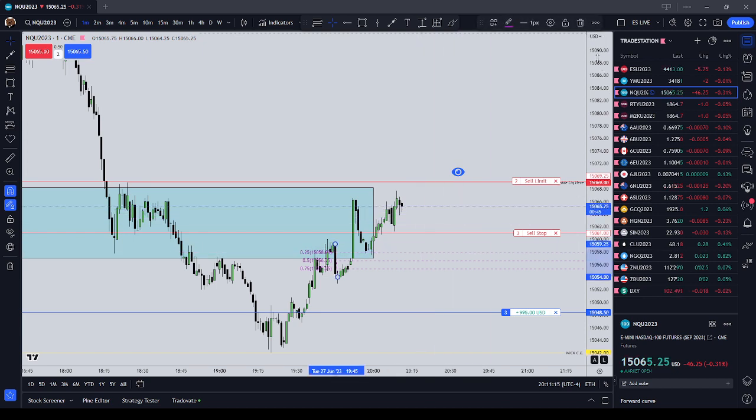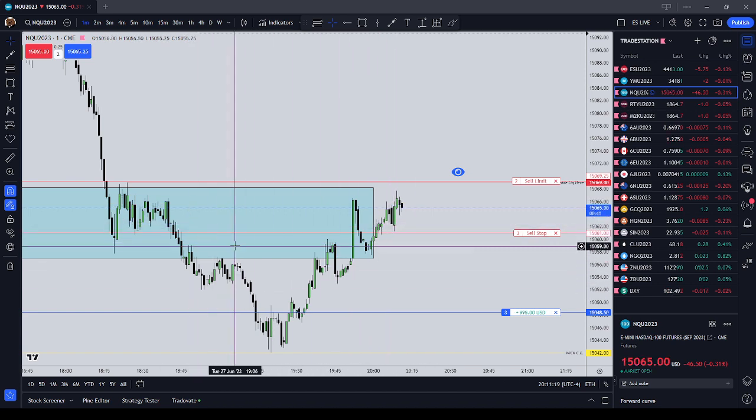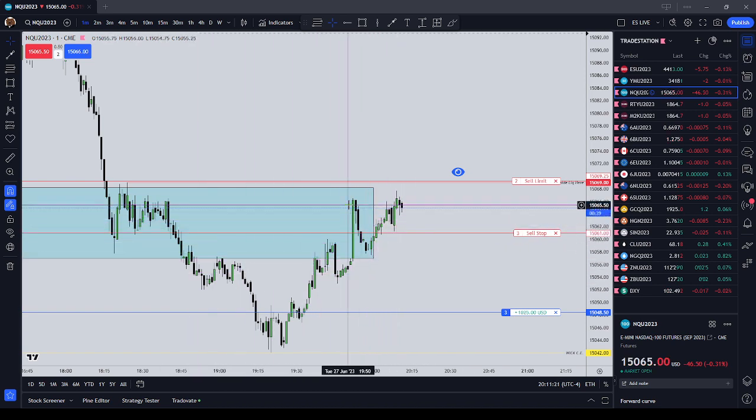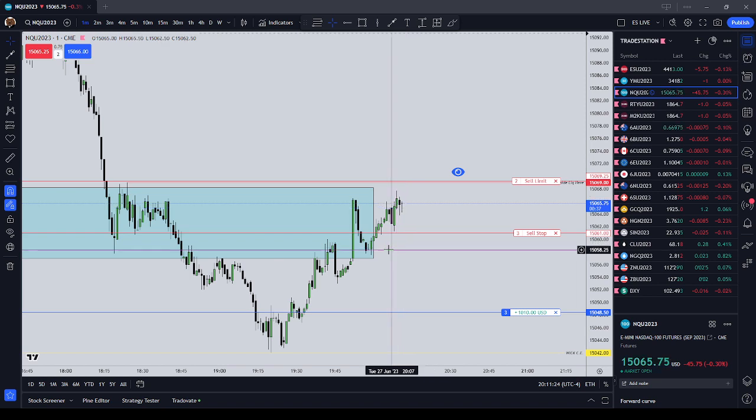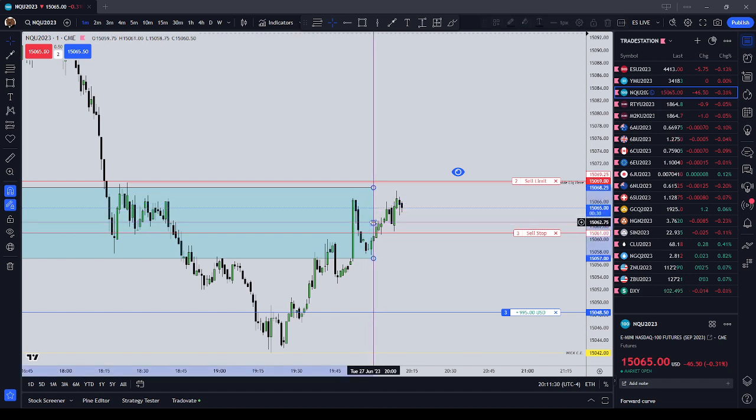And we'll remove this Fibonacci. In case you haven't realized it yet, my Fibonacci tool is not actually Fibonacci. It's just showing you quarters. 25%, 50%, and 75% retracements. So it's not really a Fibonacci.